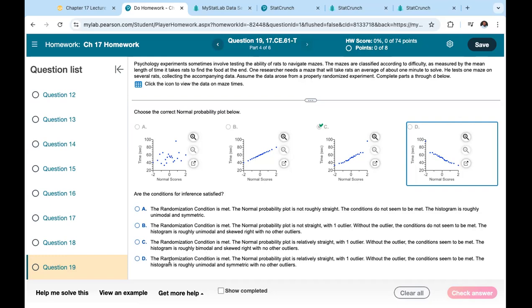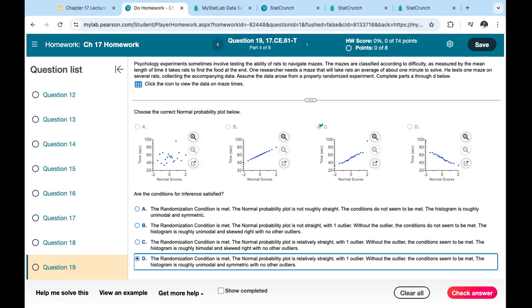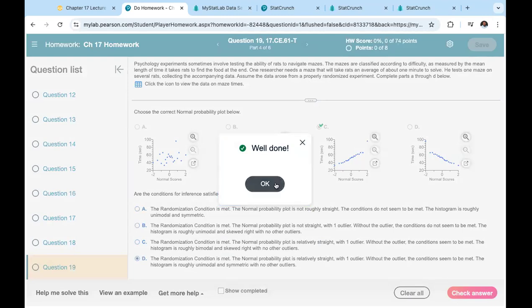So what do you think the right answer should be? So I'm thinking it's D because the randomization condition is met. The probability plot is relatively straight with one outlier. Without the outlier, the condition is met. The histogram is roughly unimodal and symmetric. So I think it should be this one.